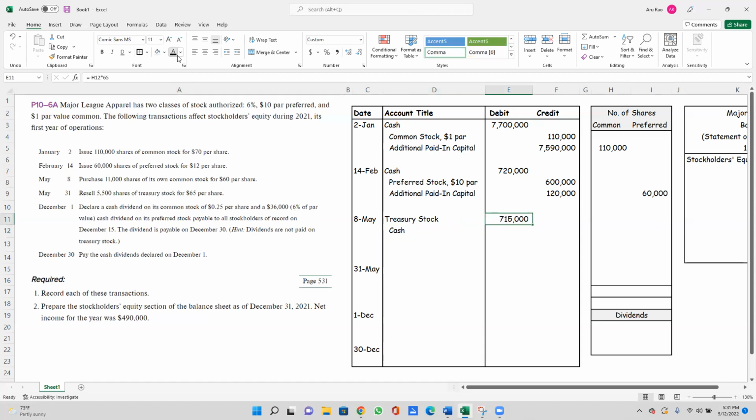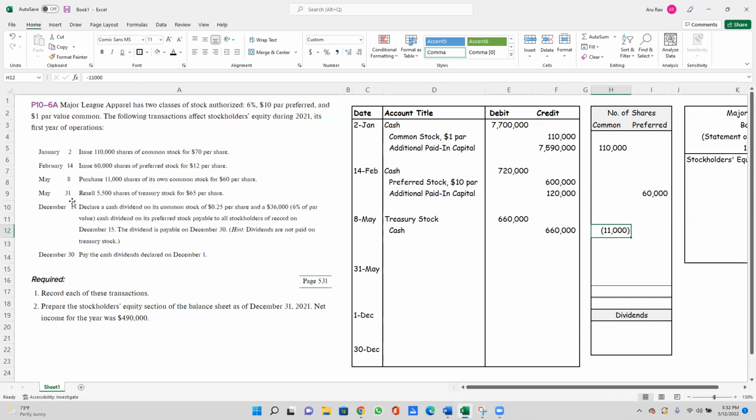So we paid $60 per share, and we bought this back. Now what happens to the shares outstanding? I had 110,000 outstanding. I bought back 11,000 shares. So that 11,000 is no longer outstanding. So my total is 110 minus 11. That's the number of shares that's outstanding. That's significant when you're paying dividends. We'll get to that later on.